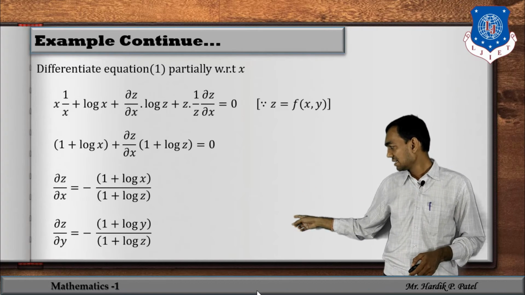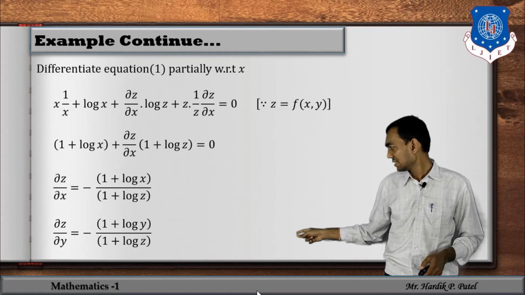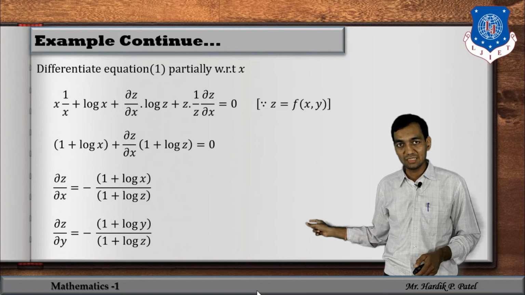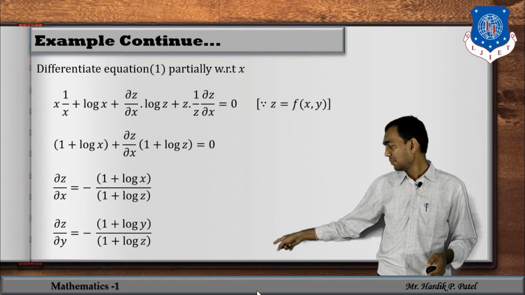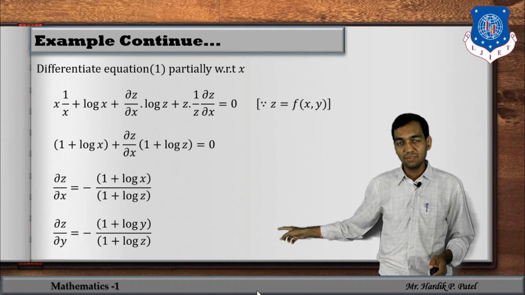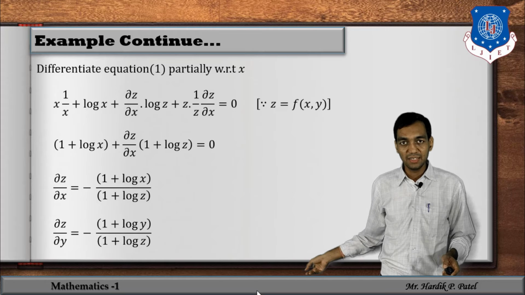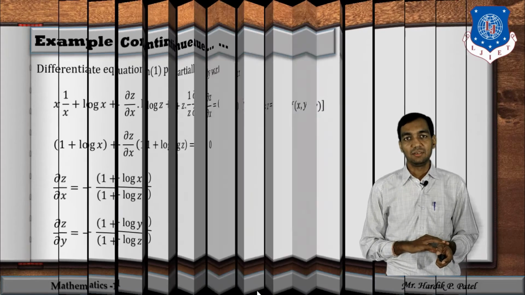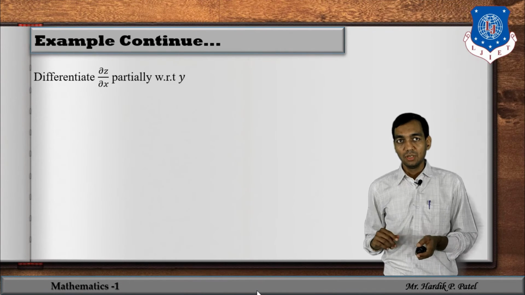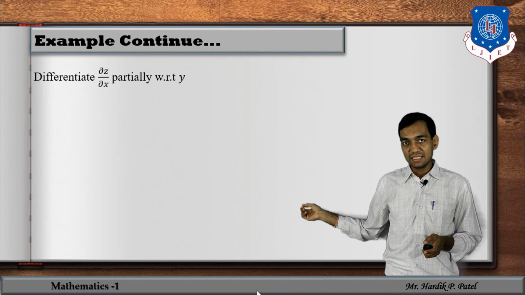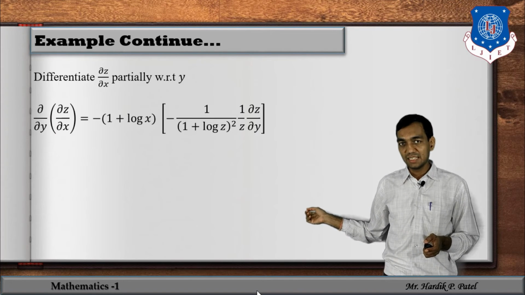Making del z by del x the subject, that will give del z by del x is equal to minus 1 plus log x divided by 1 plus log z. Similarly, if you are finding del z by del y, then it will be minus 1 plus log y divided by 1 plus log z. Now you have to find out the value of del square z by del y del x.